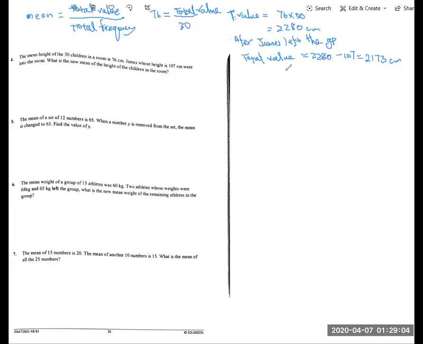Okay, now without James, the new total value is this. What is the new mean of the height of the students? Now let's recalculate. Use the formula. Mean is equal to total value. Now without James, the total value is 2173. Without James, instead of 30 children, you've got 29 students. So if you divide this, what do you get?